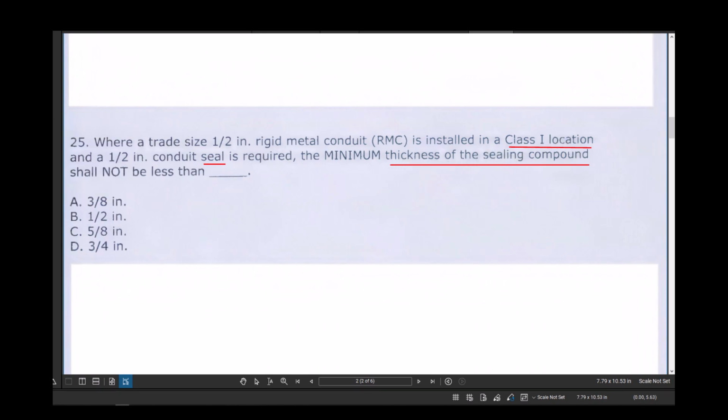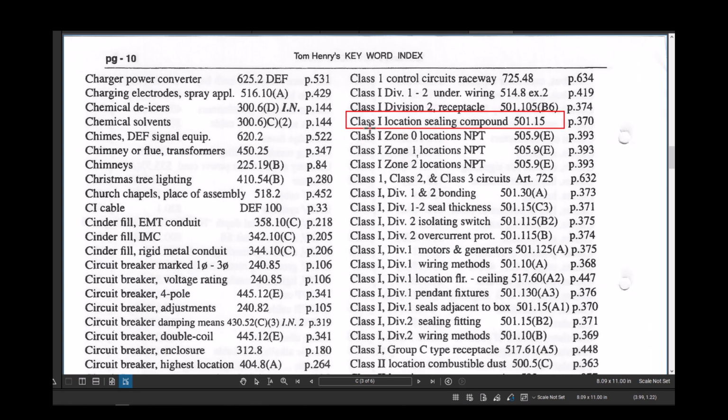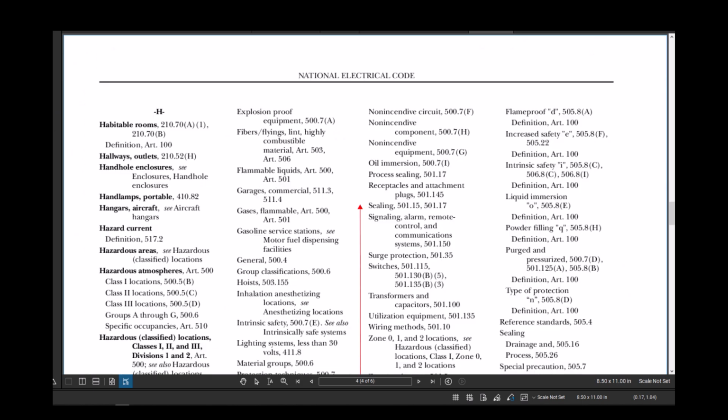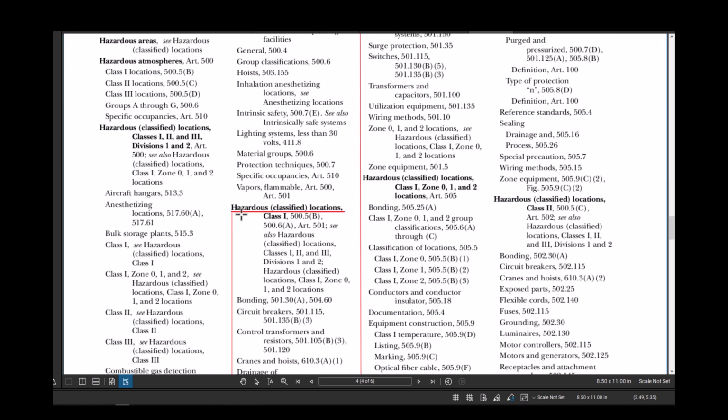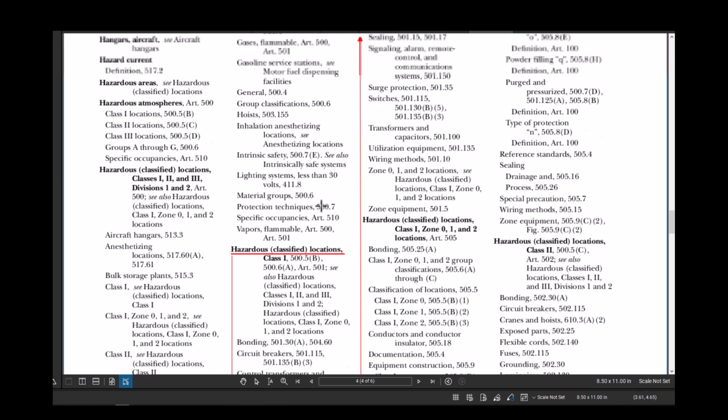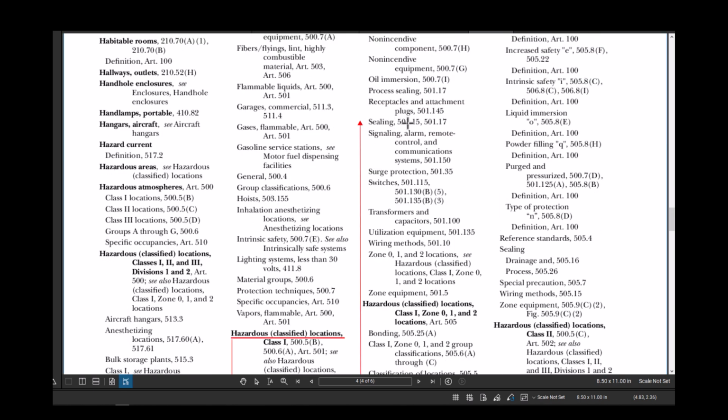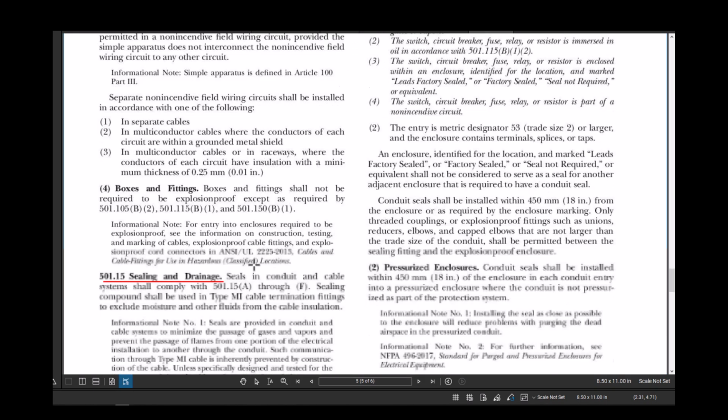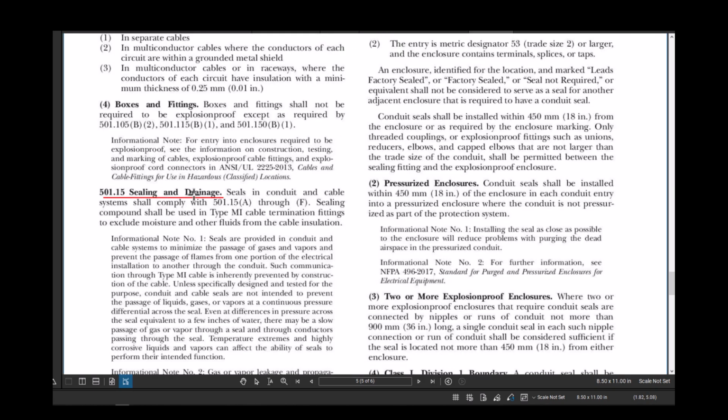Let's go to Tom Henry's index. We have Class 1 location, sealing compound, 501.15. In the NEC index, we go to hazardous classified location, Class 1, as the question said. Then we're looking for sealing, which is 501.15, and if it's not there, we go to 17. Let's go to 501.15, sealing and drainage.